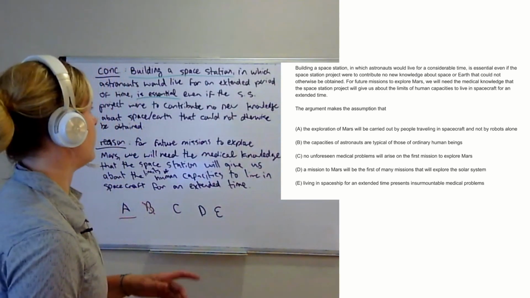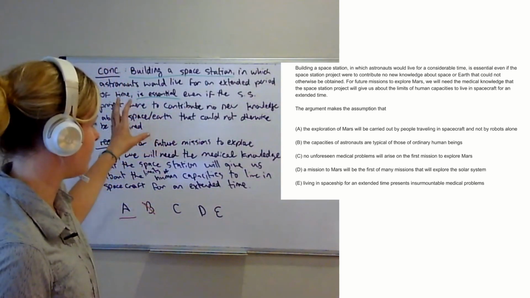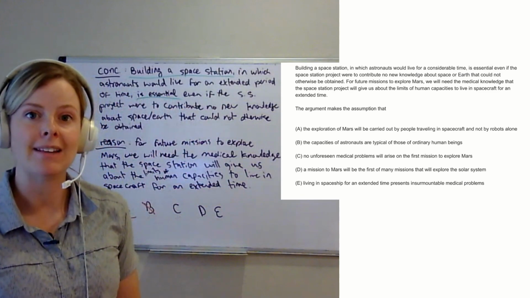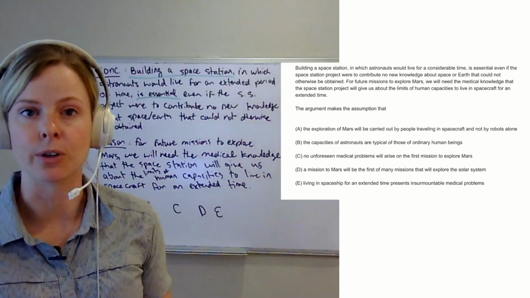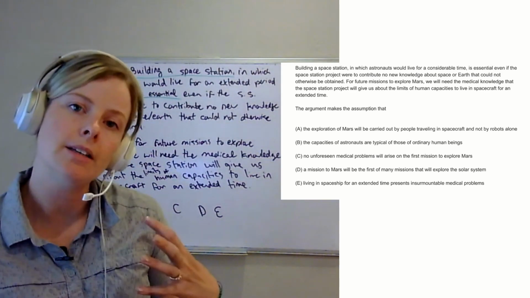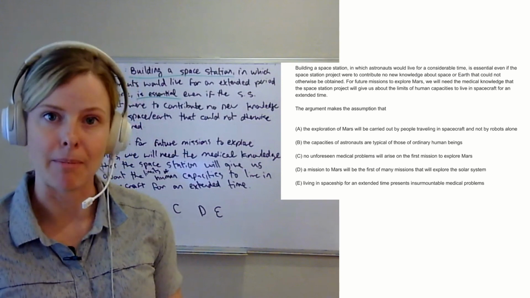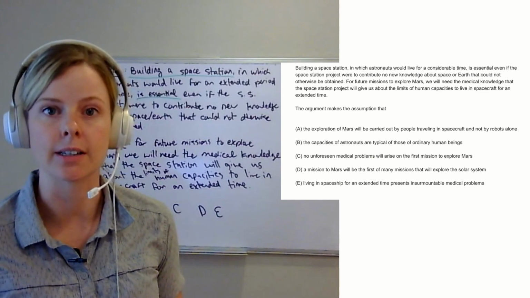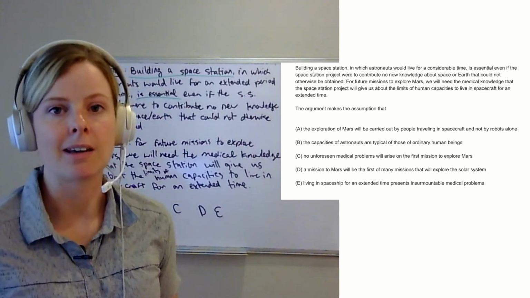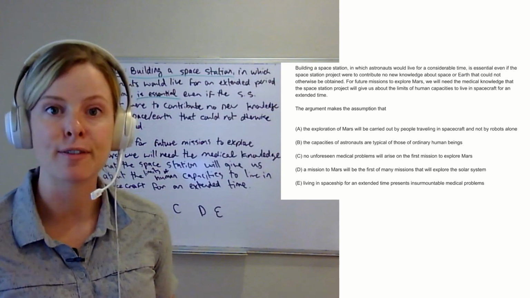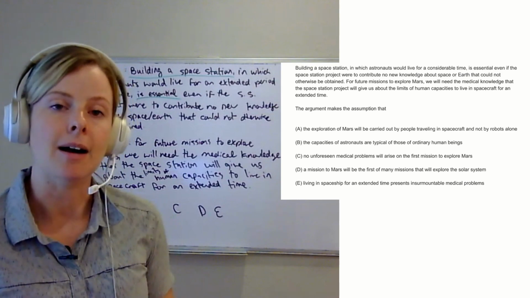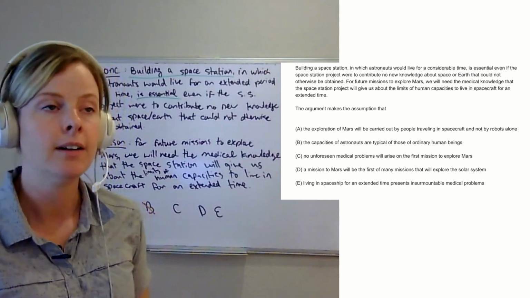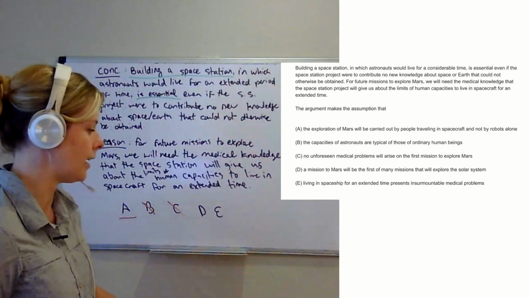Not necessarily, right? So the author thinks that building this space station will give us knowledge about the limits of human capacities. But that doesn't mean that there will be absolutely no unforeseen issues that will arise. As long as we gain some knowledge about these medical things, then the author is happy. The author still thinks that building this space station is essential. So the argument is completely compatible with additional unforeseen medical stuff arising on this first mission to Mars. It could still be very essential to build this space station and figure out the stuff that we can figure out. So that's why C is not an assumption made by the argument.